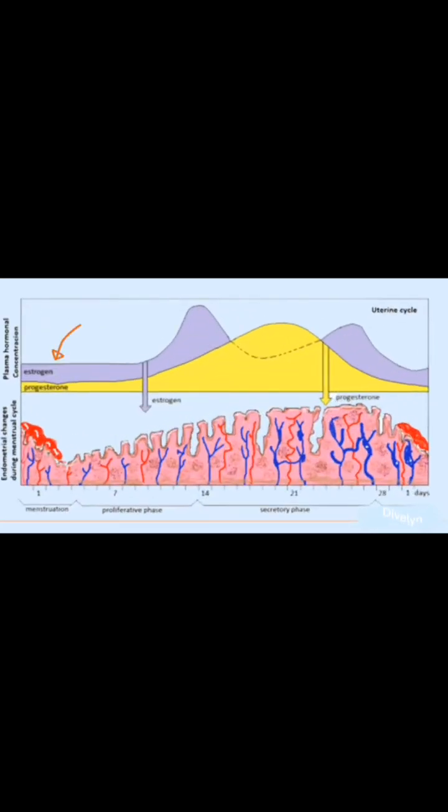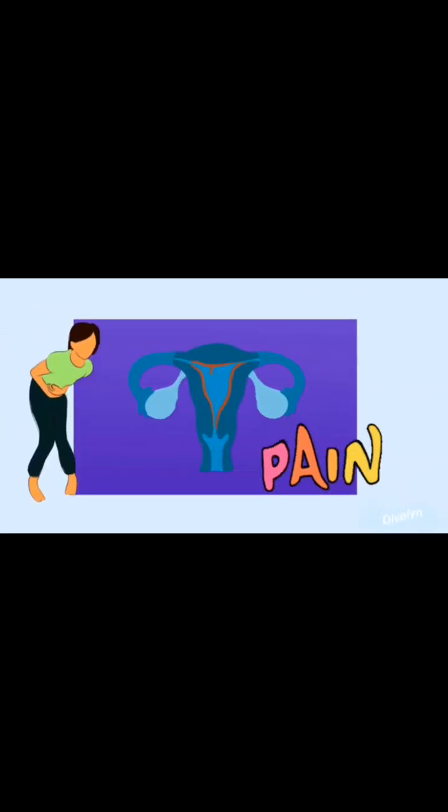Then estrogen and progesterone levels drop. The thickened uterine lining that would have supported a pregnancy is no longer required, so it sheds through your vagina. During your period, your uterus expels a mixture of blood, mucus, and tissue.